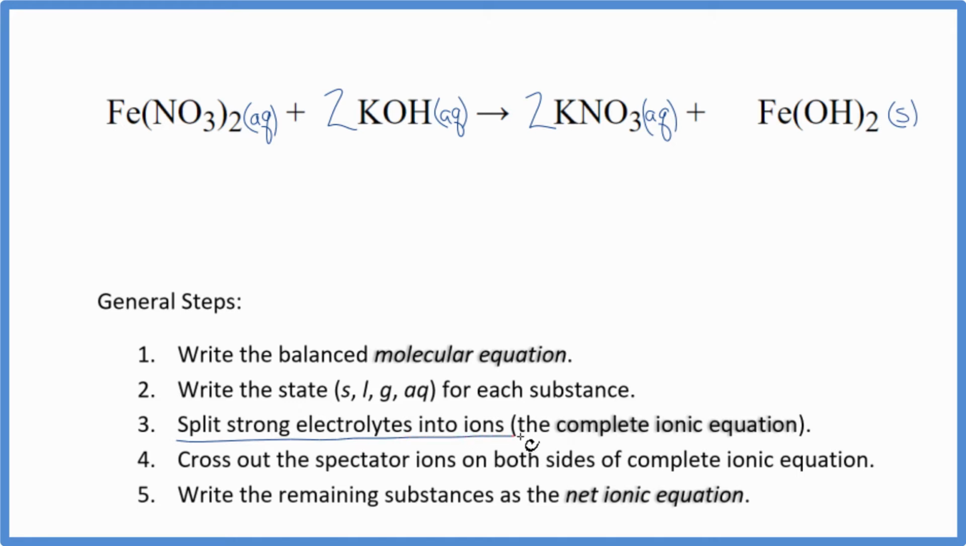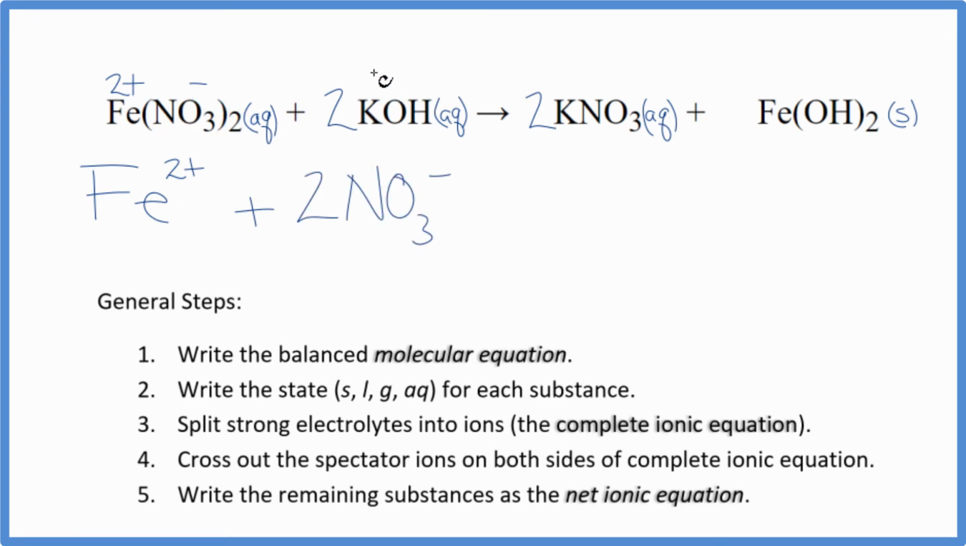We can split the strong electrolytes into their ions for the complete ionic equation. Iron, we don't know the ionic charge for iron, but we do know the whole nitrate is 1 minus. Good one to remember. 2 times 1 minus, this has to be 2 plus. So I'll have Fe 2+, I'll write the states later, plus 2 of these nitrate ions. Then potassium, group 1 on the periodic table. Hydroxides, they're 1 minus, so I have 2 potassium ions, and I also have 2 hydroxide ions.